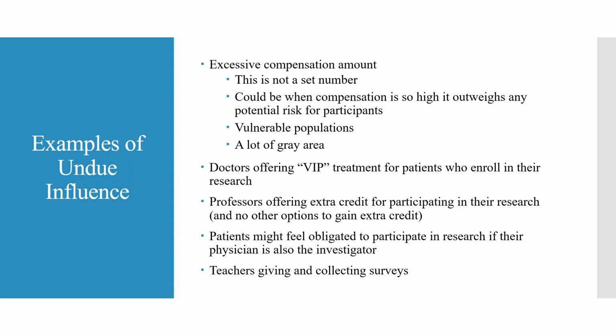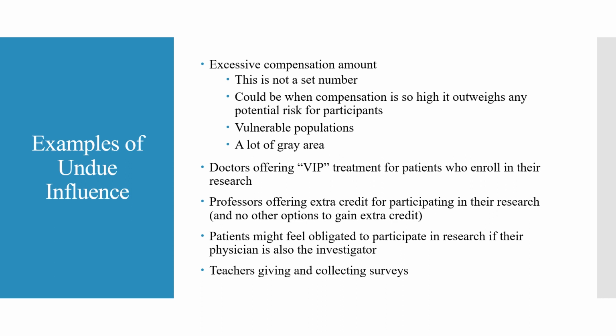Now, this is especially true for vulnerable populations. Let's say you're doing research with participants who are low income. You have to be really careful with the amount of compensation you offer, because if you're low income and someone's offering you $600 to do something, you might need that $600. You might not be worried about the risks, and that is undue influence. We want our participants to be participating in the study because they choose to, not because of the compensation alone.